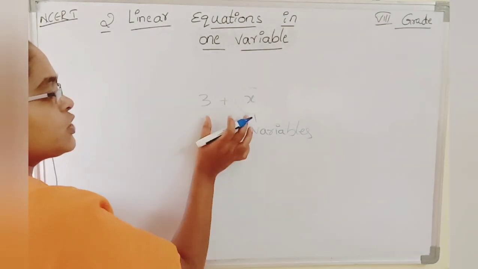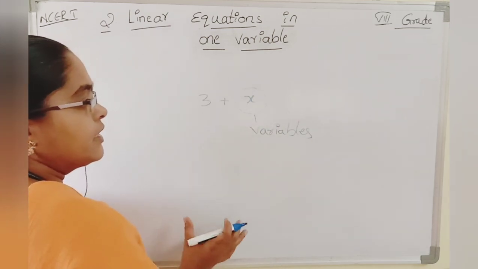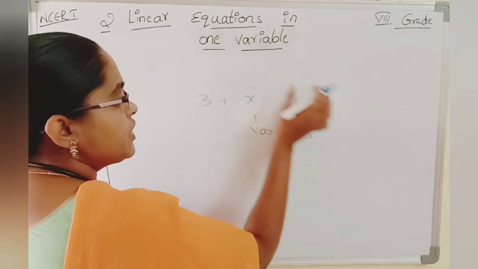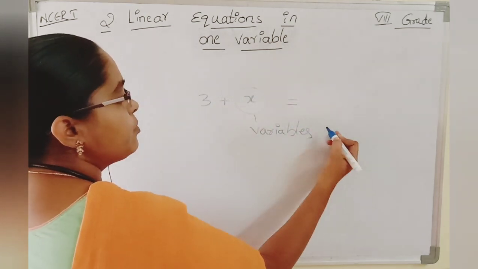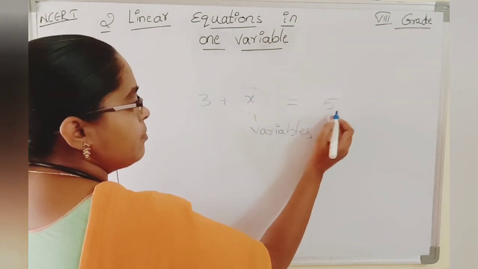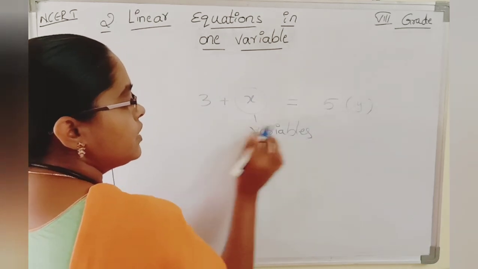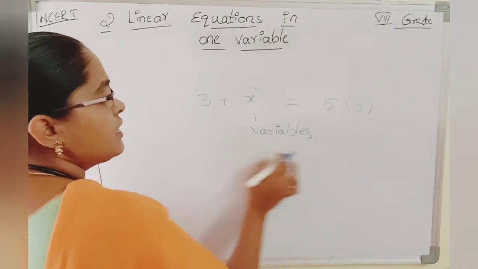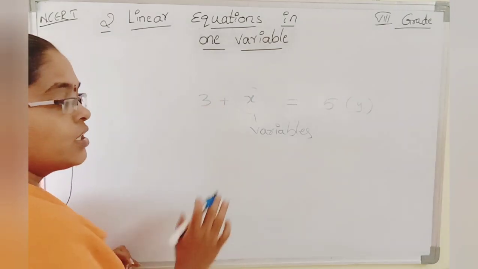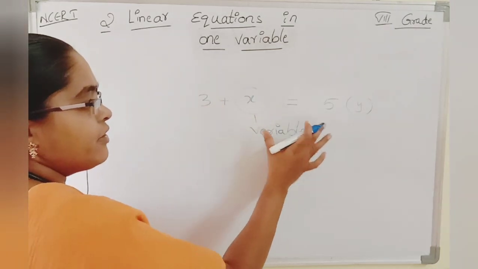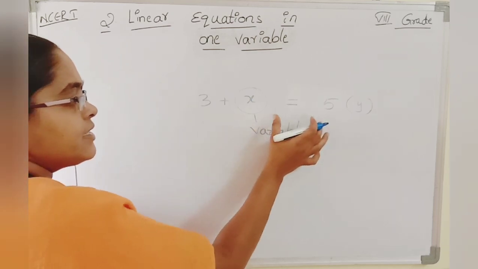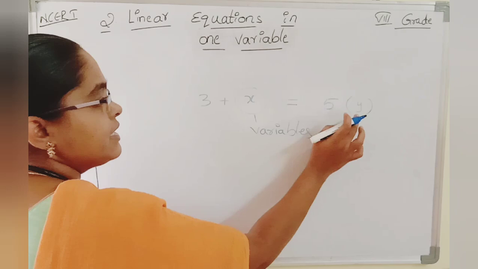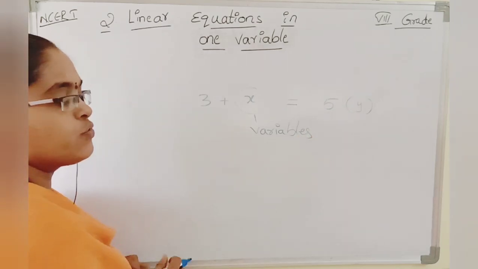If this expression has an equality, that means if we equal this expression to any quantity, here it may be any number or any variable, then this expression becomes an equation. Now this we are calling as an equation. So in this equation, we have two variables. What are they? We have x and we have y, two variables.